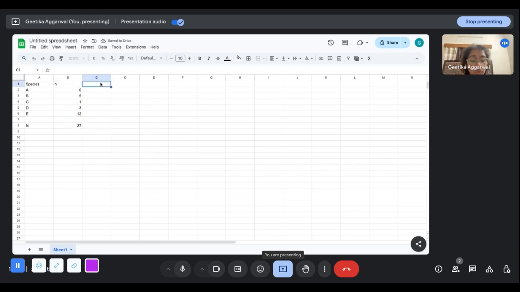So when you come to the proportion of individuals of that particular area, which is pi, that is equal to 6 divided by, this cell divided by, what is the total number?